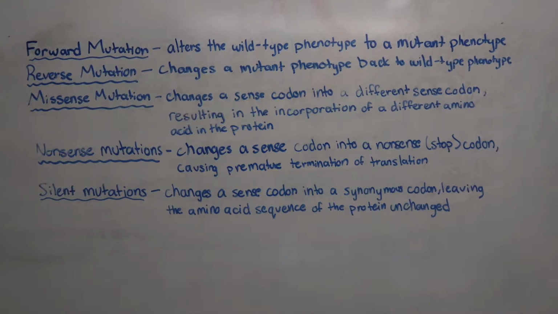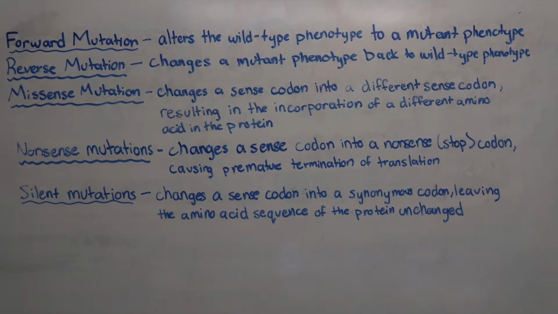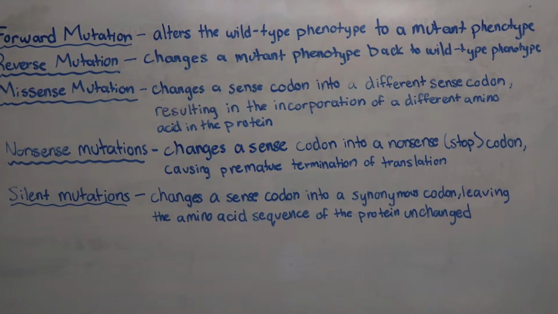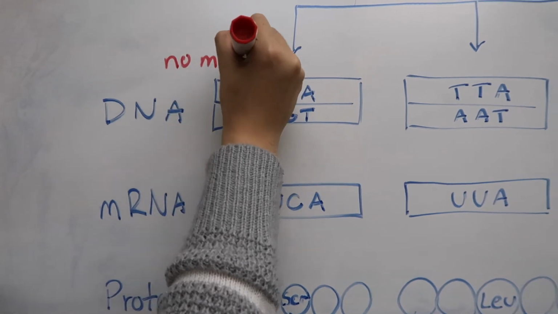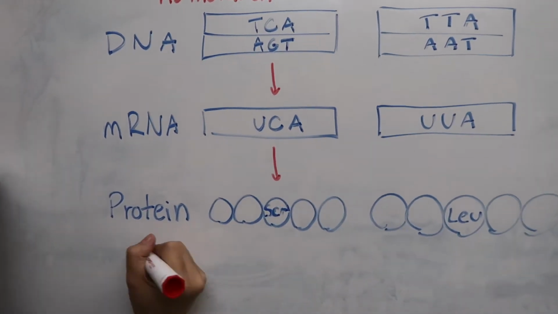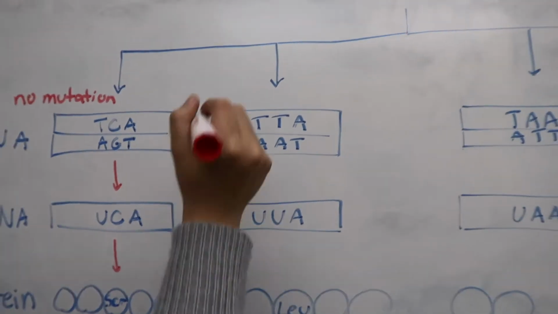Now, that brings us to functional mutations. There are effects caused by the mutations shown before. There's forward, reverse, missense, nonsense, and silent mutations. Now, let's get to some examples. Here's an example of no mutation. They would transcribe and translate normally and end up producing a wild-type protein. Just another day at work.